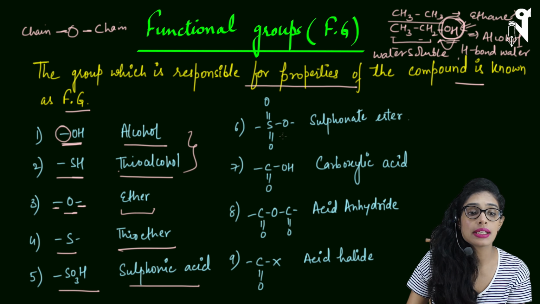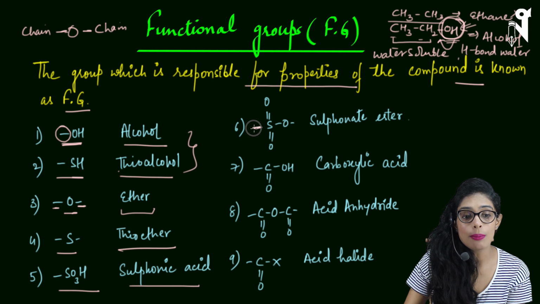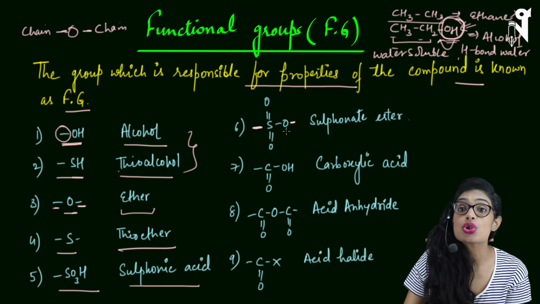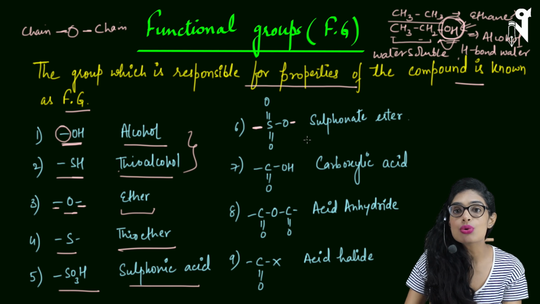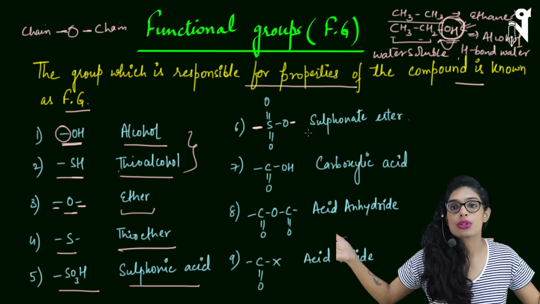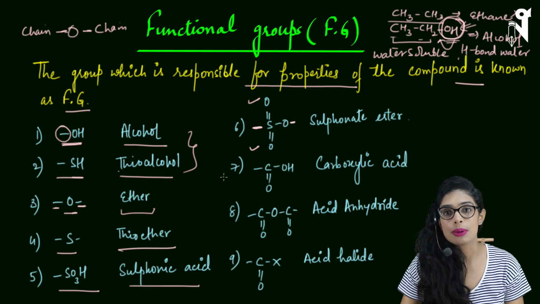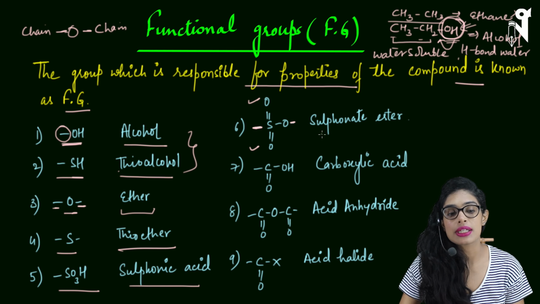Okay. Next is sulfonate ester. What is sulfonate ester? If you can see, from one bond, sulfur is connected to the carbon chain, and from the other end, oxygen is connected to the carbon chain. So you will have two carbon chains. From one side, it will be connected to sulfur. From another end, it will be connected to the oxygen, and you have two oxygens over here as double bonded. So this is called as sulfonate ester.